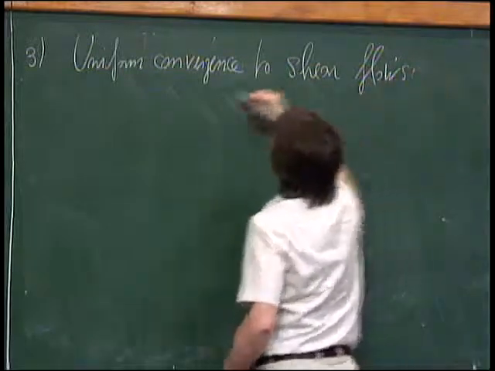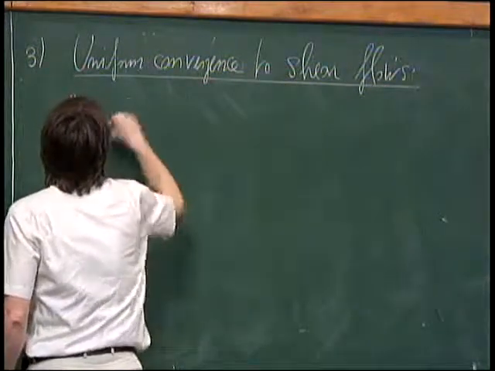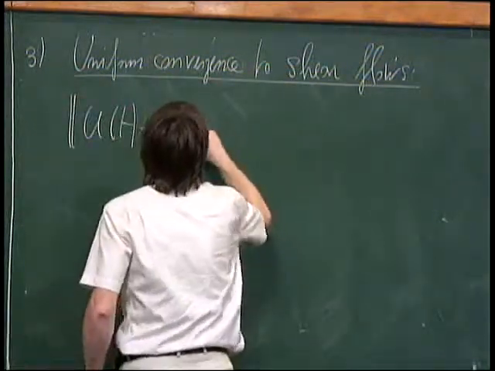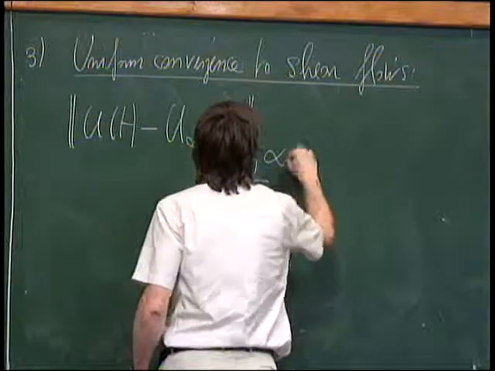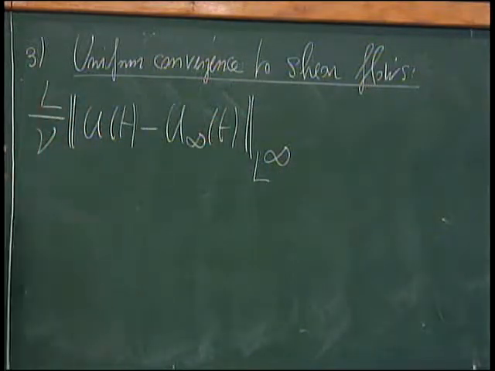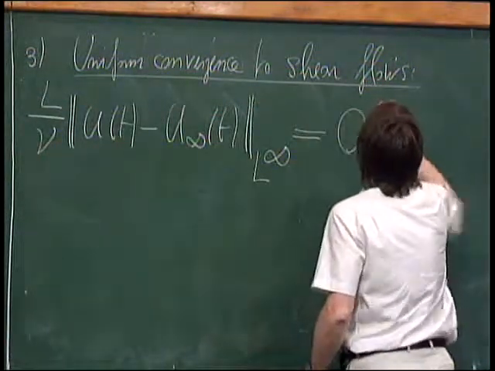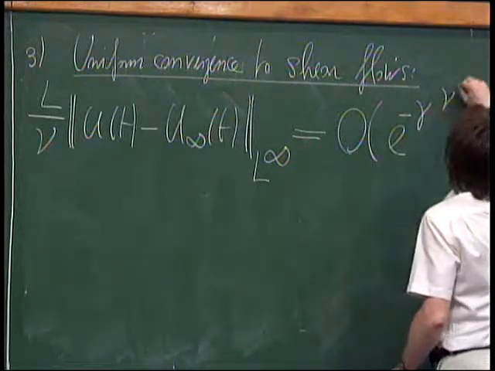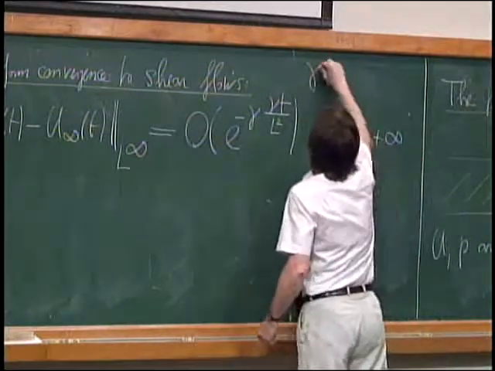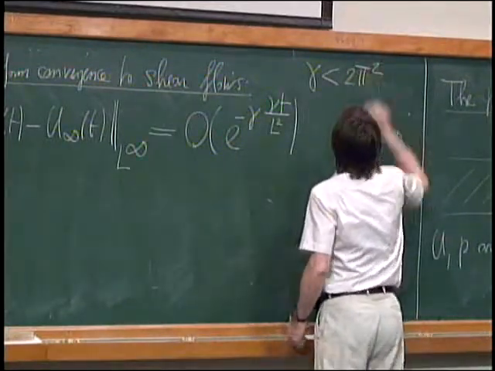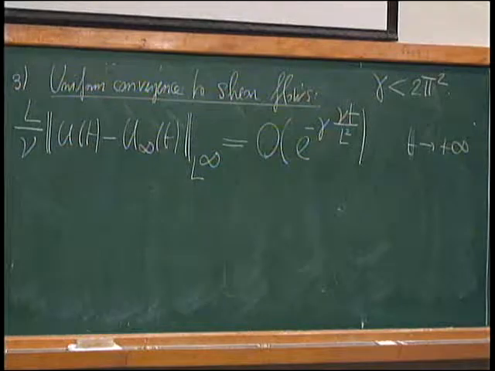So let me explain that. The last conclusion is that if you take u of t, and subtract some mysterious u infinity of t, which I shall define soon, and compute this in the L infinity norm, and multiply by L over nu because I insist on having something dimensionless, this is of order exponential minus gamma nu t over L square as t goes to plus infinity, and here gamma is any positive number less than 2 pi square. It's really 2 pi square and not 4 pi square. I should insist on that.